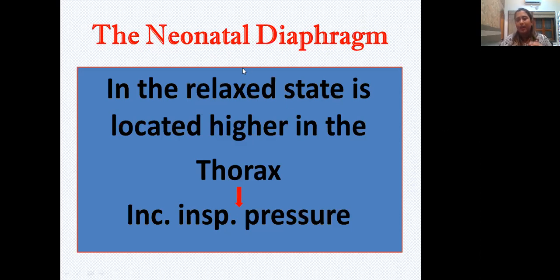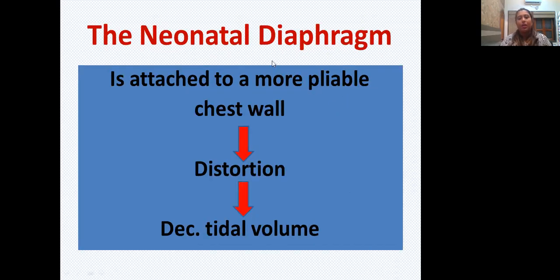The neonatal diaphragm in the relaxed state is located higher in the thorax, and therefore there is an increased inspiratory pressure. The neonatal diaphragm is attached to a more pliable, more compliant chest wall. So therefore there will be distortion and hence decreased tidal volume.